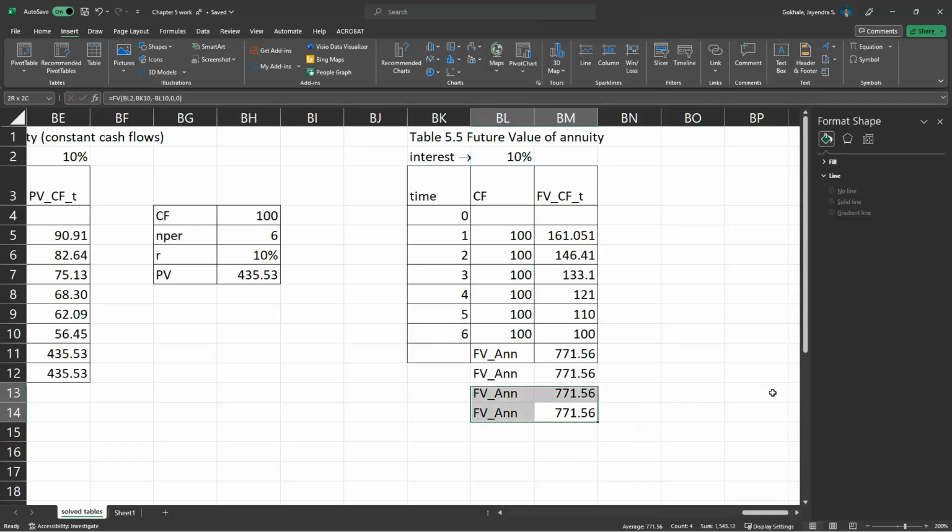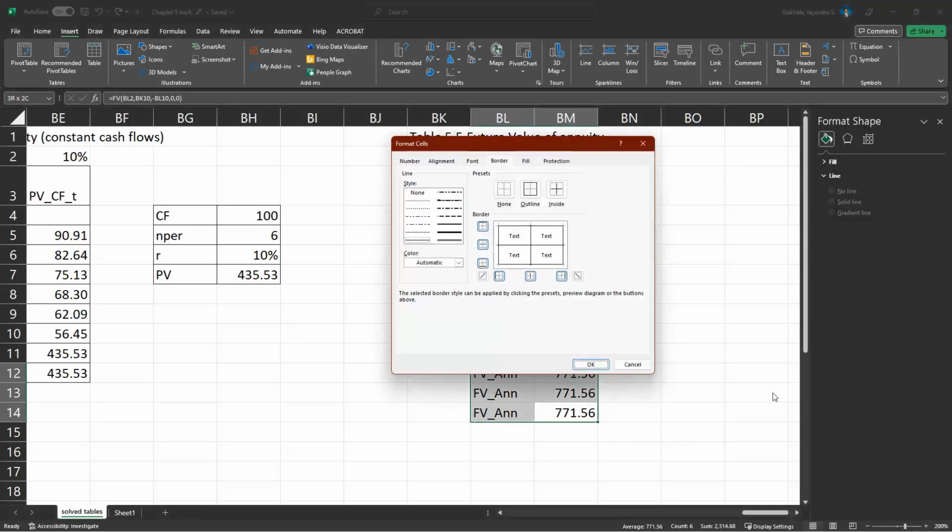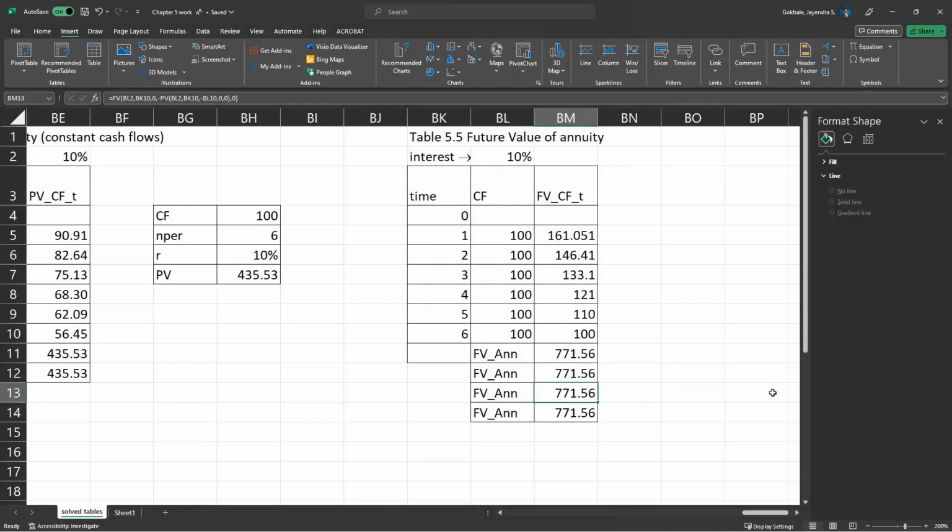So there are multiple ways to find out the future value of annuities. It's really fun. Excel makes it a whole lot of fun. And so that's how we calculate the future value of an annuity.